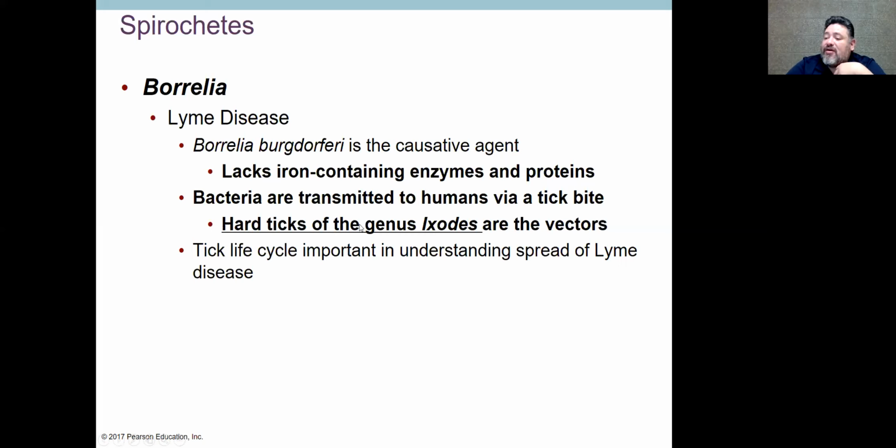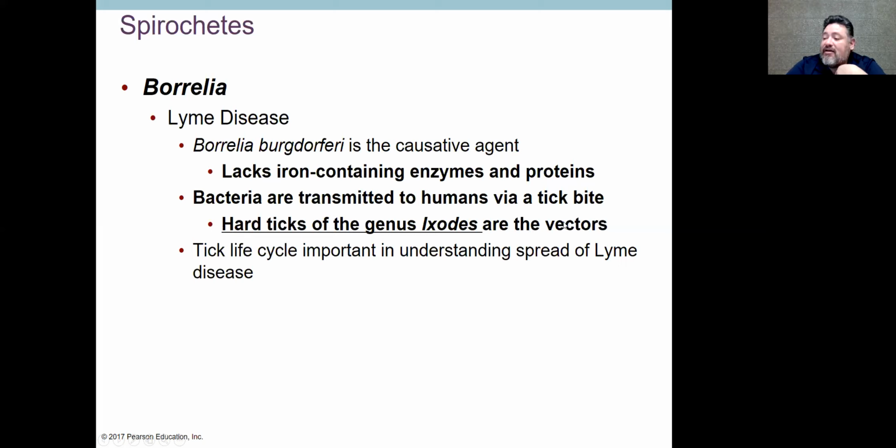All of these require a vector, in other words, a delivery system. And here that delivery system is the hard tick known as Ixodes. Okay, so being bitten by this vector is a necessary precursor to getting this disease. You can see the spirochete Borrelia among red blood cells in this light microscope slide.